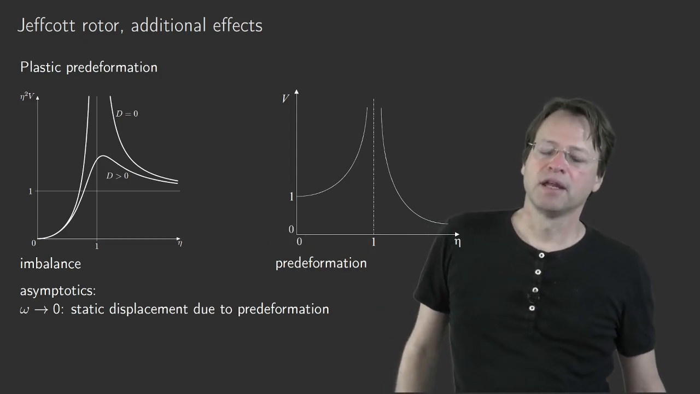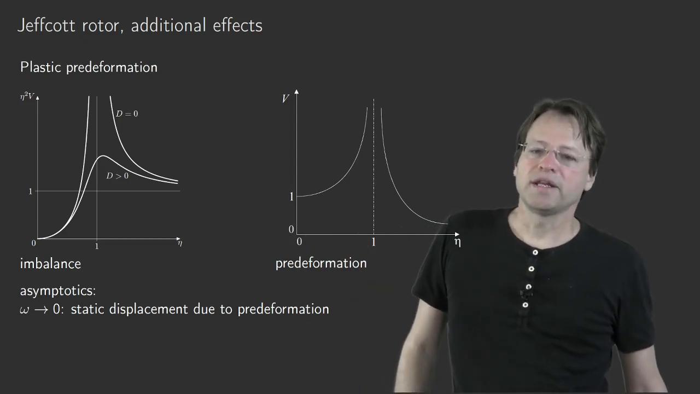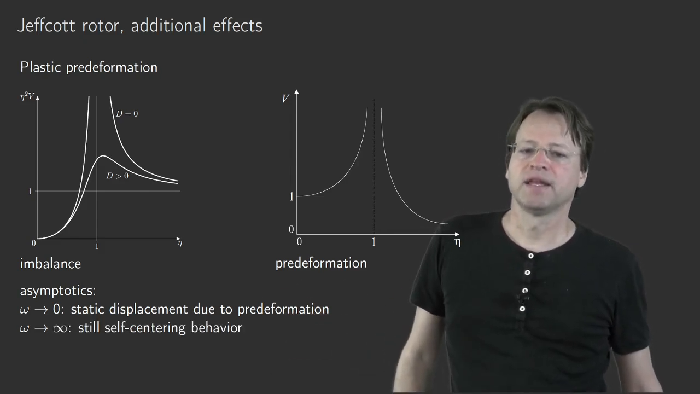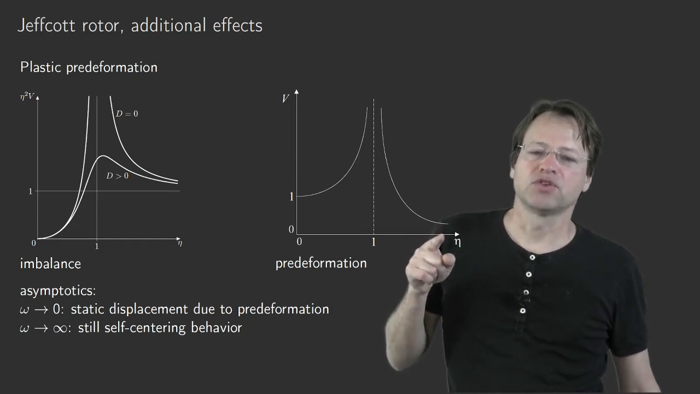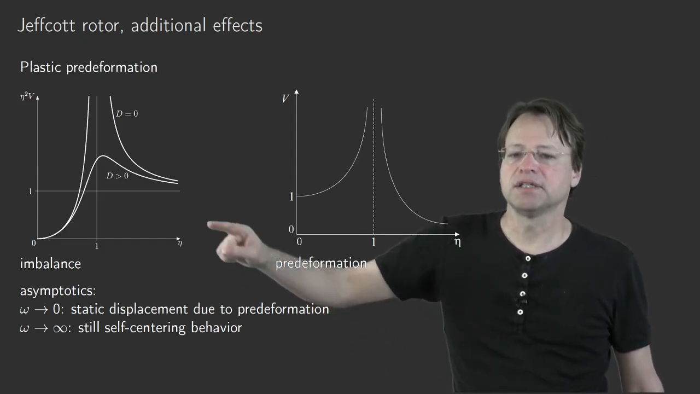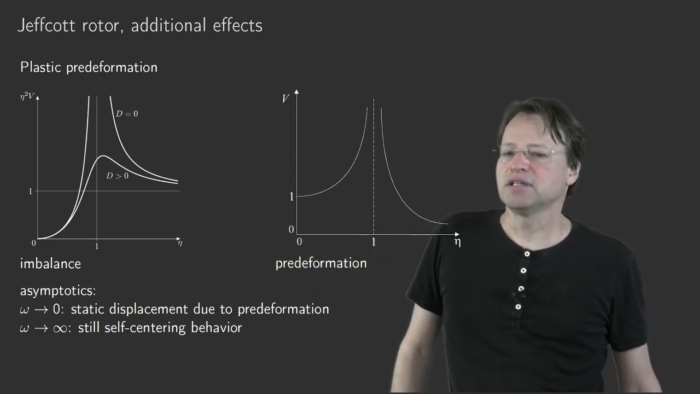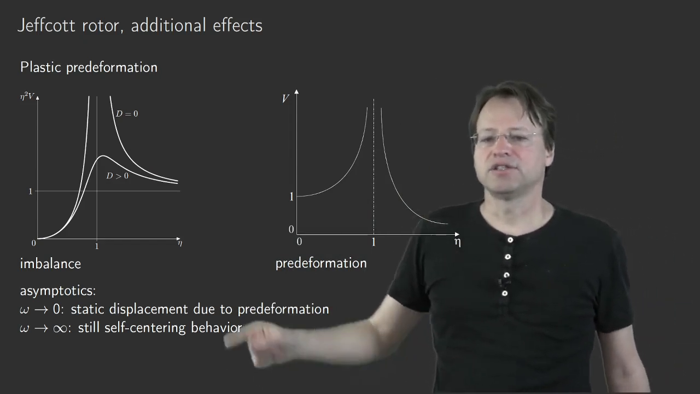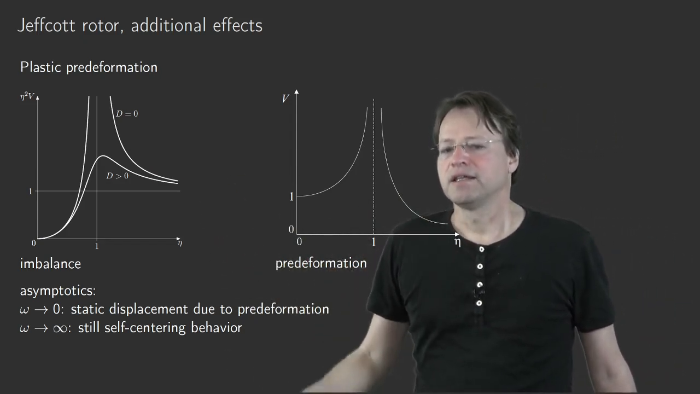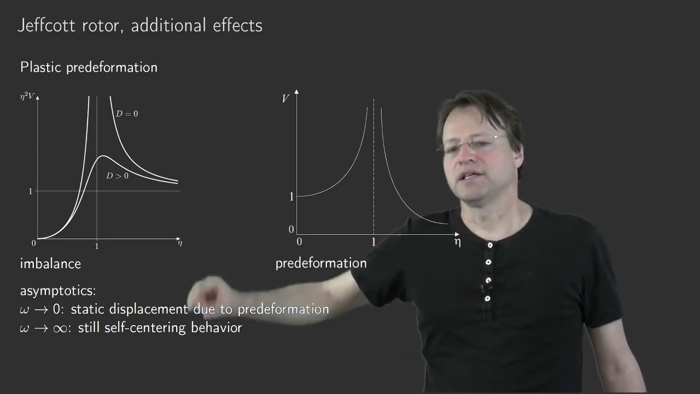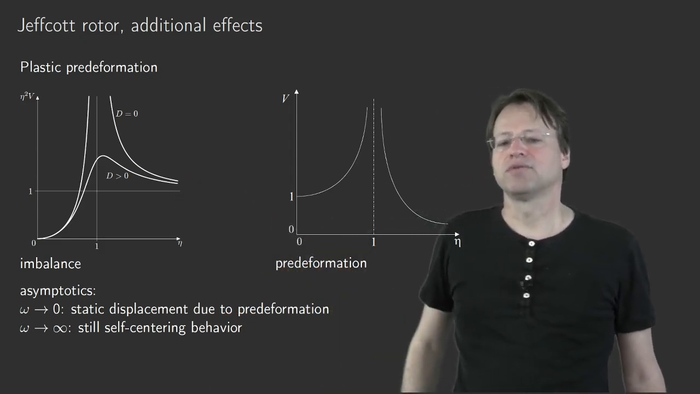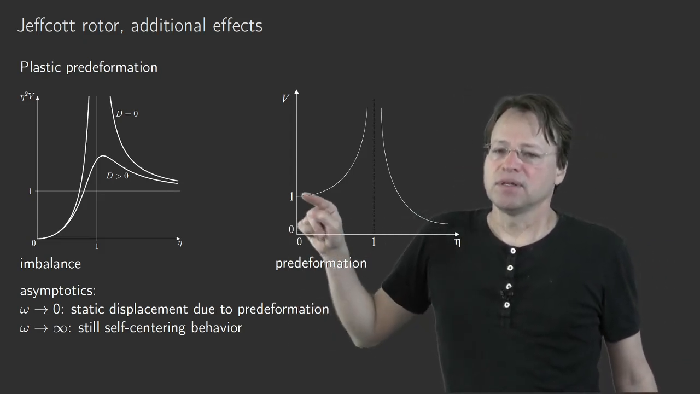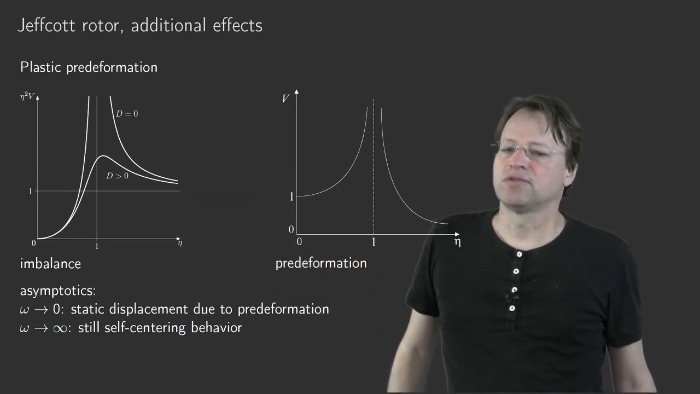On the other hand, when omega tends to infinity, then the effect of the pre-deformation will vanish, but what remains is the effect of the imbalance. And this effect of the imbalance has been studied in the video before on the classical Jeffcott rotor. And as you know, theorem of de Laval, there is a self-centering behavior. And as this is the dominant part of the solution from these two solutions that we superpose, this will be also the dominant part here for our case.